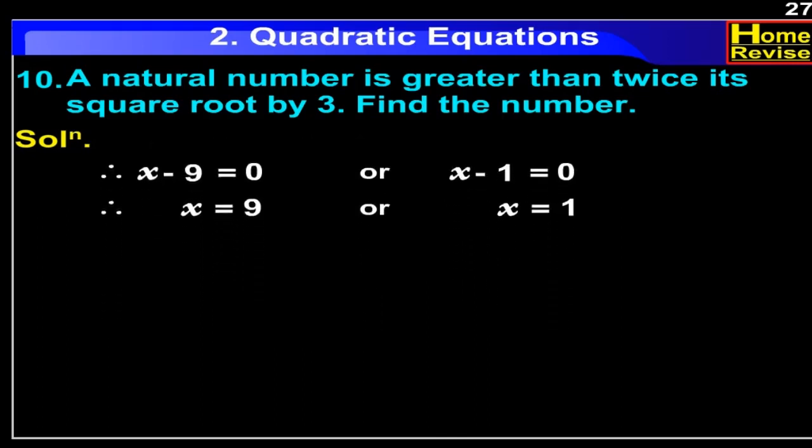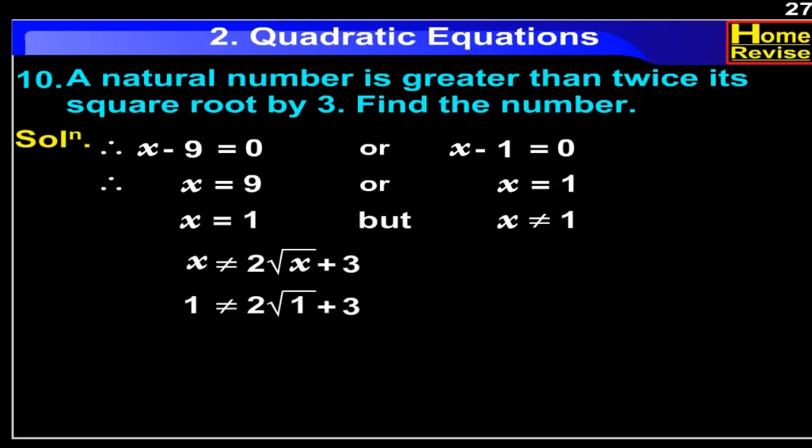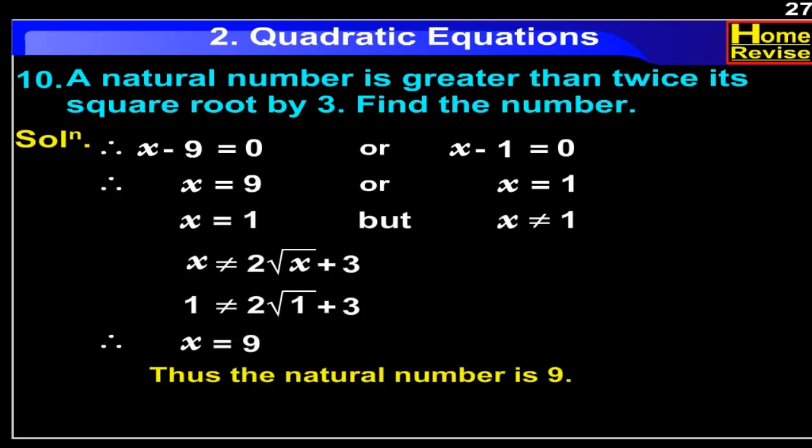But x is not equal to 1, as it does not satisfy the given condition, that is, x is not equal to 2 root x plus 3. 1 is not equal to 2 root 1 plus 3. Therefore, x is equal to 9. Thus, the natural number is 9.